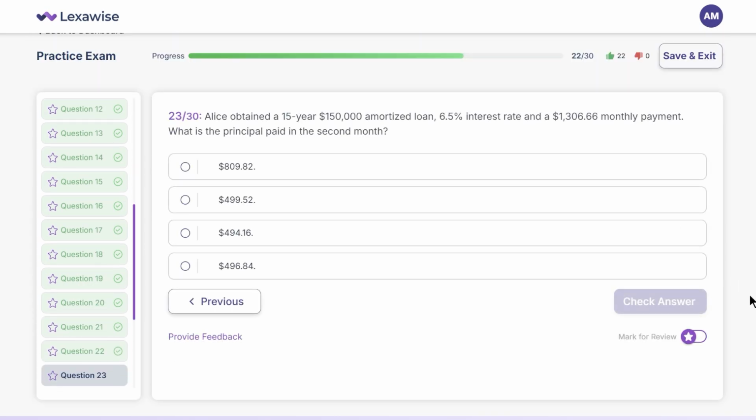Get your calculator ready. Alice obtained a 15-year, $150,000 amortized loan, 6.5% interest rate, and a $1,306.66 monthly payment. What is the principal paid in the second month? A. $809.82. B. $499.52. C. $494.16. D. $496.84.